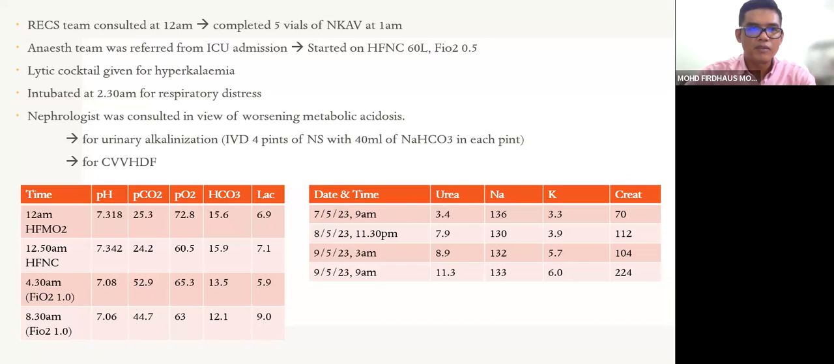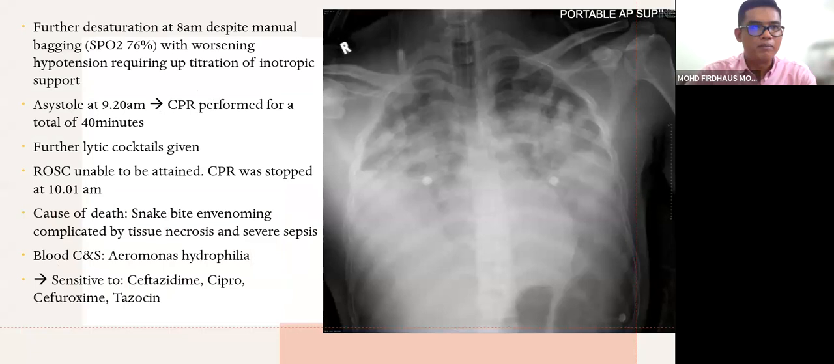However, at 8 a.m. in the morning, prior to admission to the ICU, patient further desaturated with SpO2 only 76% on manual bagging. BP worsened, requiring up titration of inotropic support, and patient developed asystole at 9:20 in the morning. CPR was performed a total of 40 minutes and further lytic cocktails were given. However, ROSC was unable to be attained. Hence, CPR was stopped at 10 a.m.